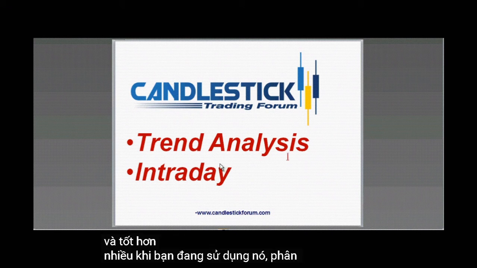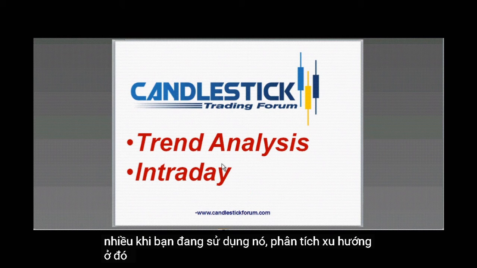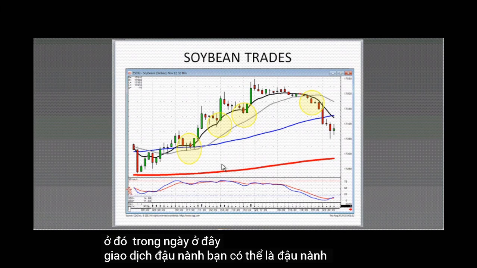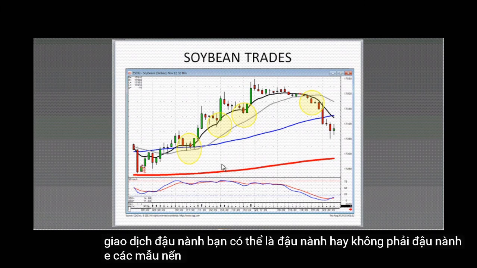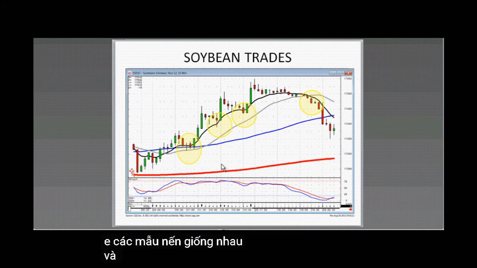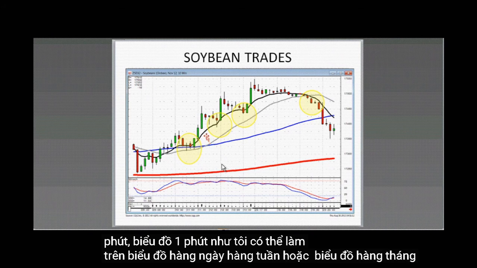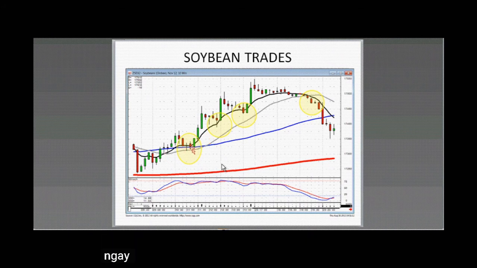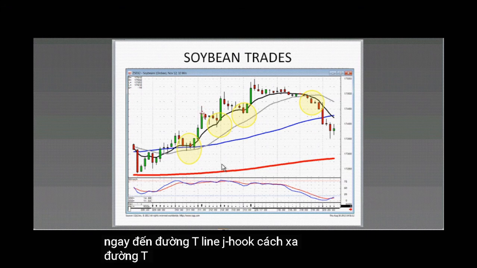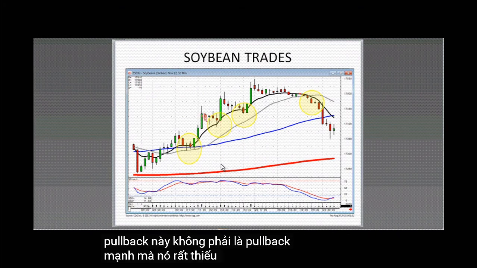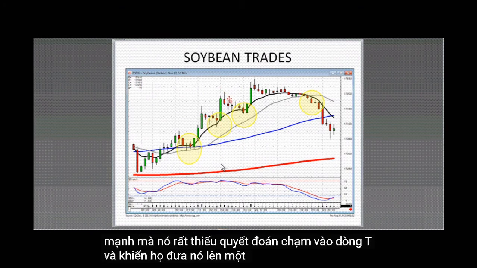All right, when you're using the trend analysis for intraday, here's soybean trades. The same candlestick patterns and indicators can be used just as well on a 10-minute chart, a 5-minute chart, a 1-minute chart as they can on a daily, weekly, or monthly chart. Pullback right to the T-line, J-hook, away from the T-line, a pullback. We can recognize that this pullback is not an aggressive pullback. It's very indecisive. Hits the T-line and bang, they take it up again.